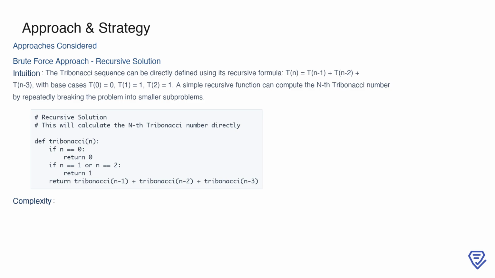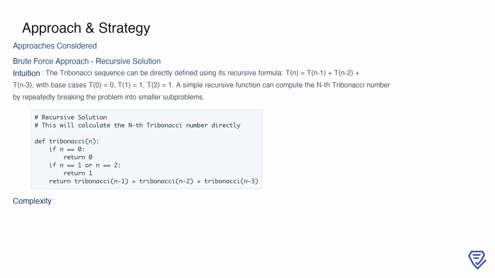To compute the Nth Tribonacci number, one straightforward approach is to use recursion. The Tribonacci sequence is defined such that starting from t_3, each term is the sum of the three preceding terms. This makes recursion a natural choice, as we can define t_n in terms of t_(n-1), t_(n-2), and t_(n-3). For the base cases, t_0 is 0, while both t_1 and t_2 are 1.